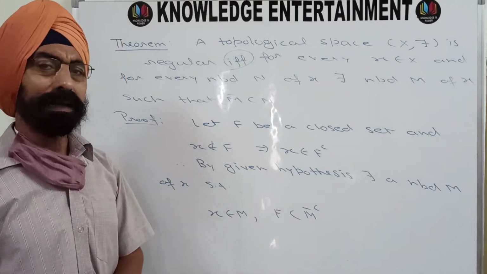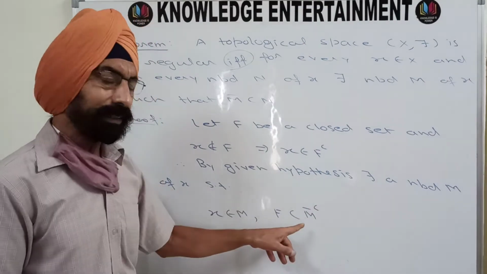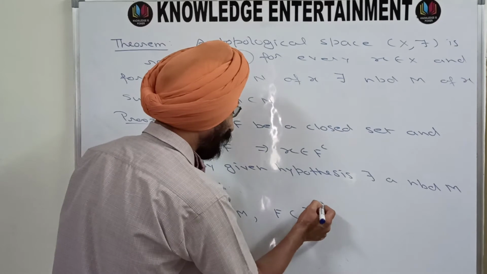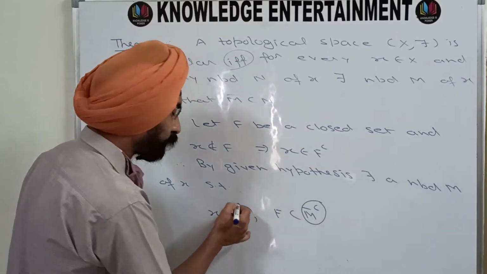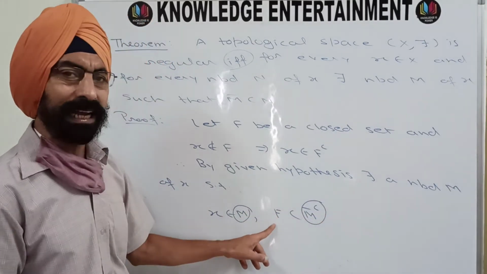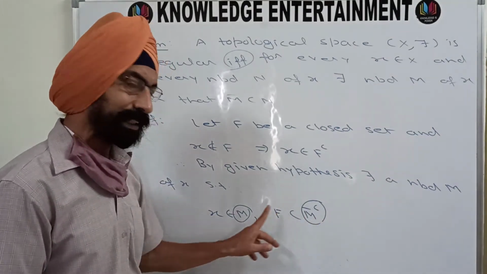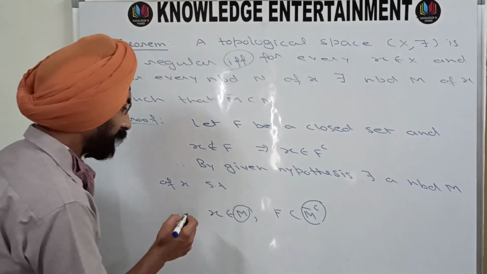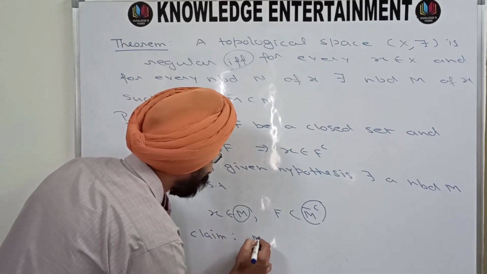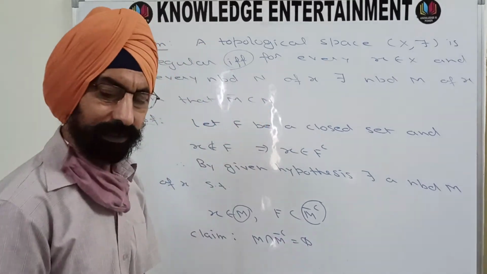M bar is a closed set, and the complement of a closed set is open. So this is an open set. We have an open set containing X, and we have an open set covering F. Now what else is required to be proved? That the intersection of these two is phi. Claim: M intersection M bar complement is phi.